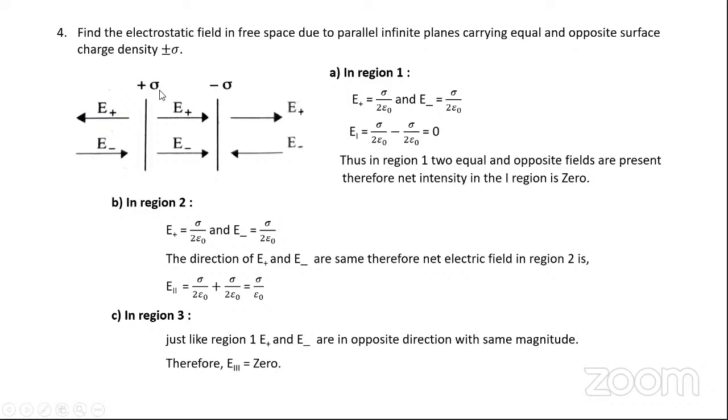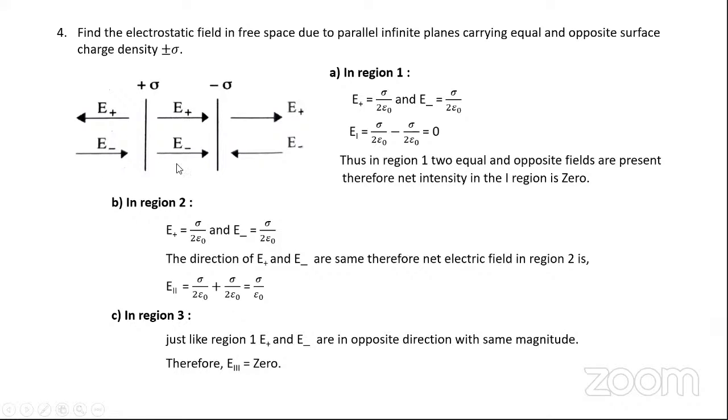So what will be the value of electric field intensity in all three regions? This is region number 1, region number 2 and region number 3. We can find out what the electric field is here, here, and here. Now we consider region number 1.